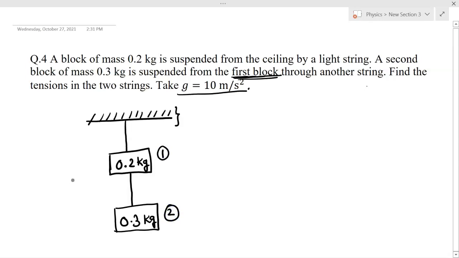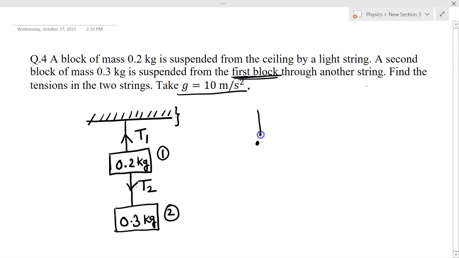What is a free body diagram? A free body diagram is a diagram where you indicate all the forces acting on the object of interest, but you do not include the forces by that object. For this first mass, you can see the tension here is upward. Let's say it is T1. Since this downward string is also there and the 0.3 kg mass is pulling that string, there is again a tension which is downwards, which is T2.